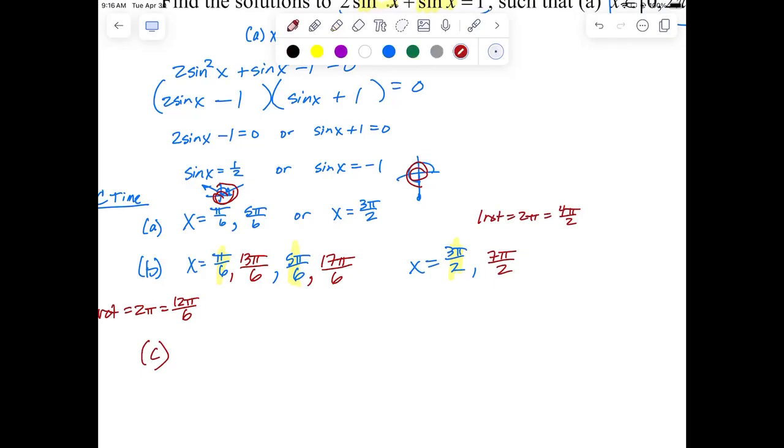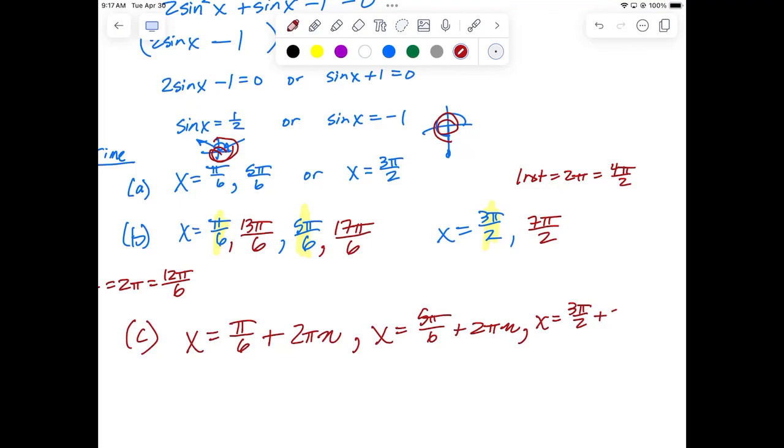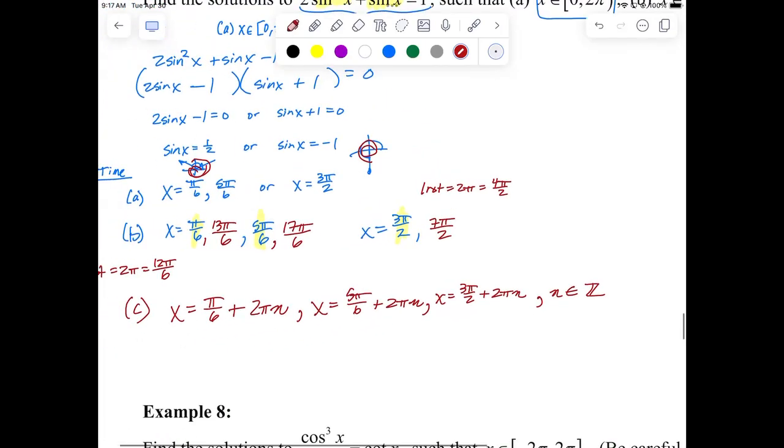If you list all of them from negative infinity to infinity, you're going to list them as equations. You're going to say x equals pi/6 plus, how do we get all the coterminal angles? They're multiples of what? 2 pi. So we're going to say 2 pi n. And then the next one is x equals 5 pi/6 plus 2 pi n. And then the last one is 3 pi/2 plus 2 pi n. And then at the back here, I'm going to put another comma and say, by the way, n is an integer. You don't have to say it after each one. You can say it after you're done with all three of them.